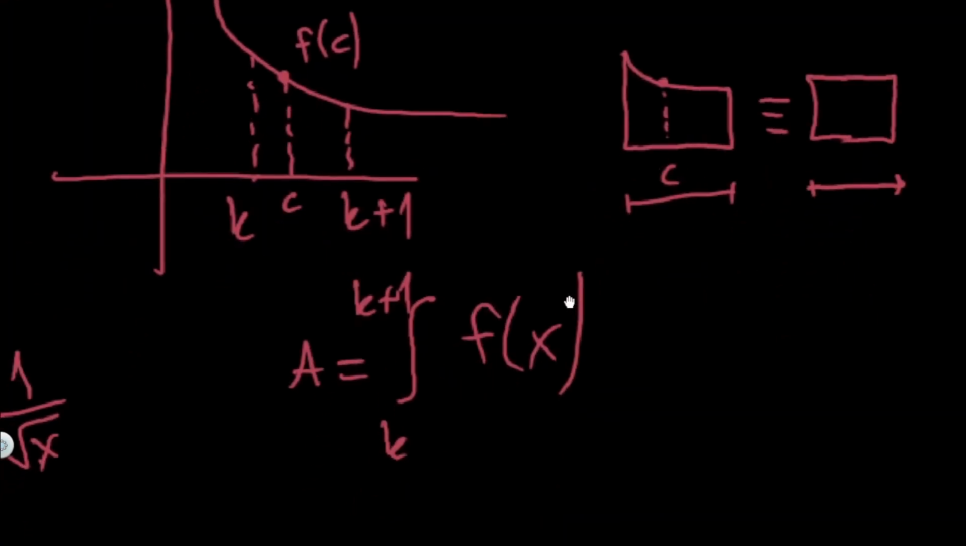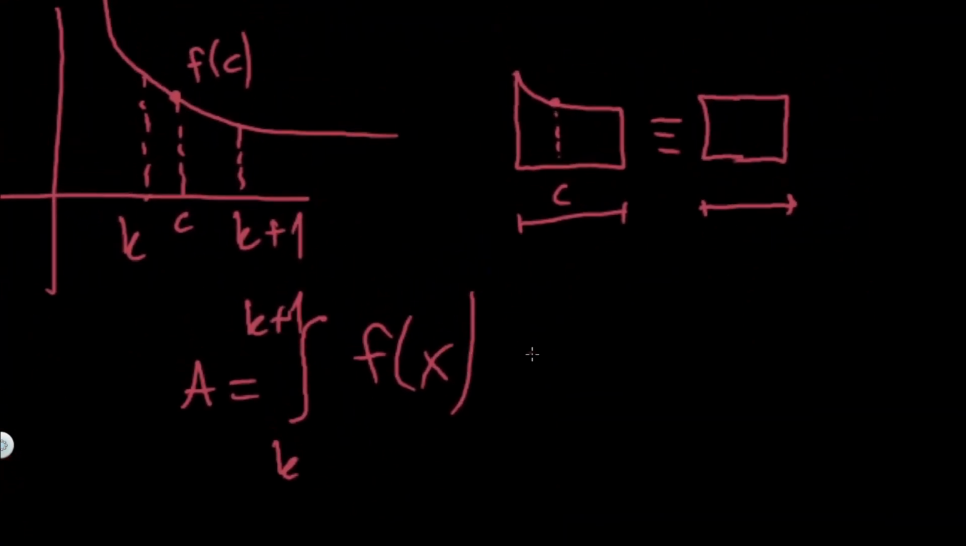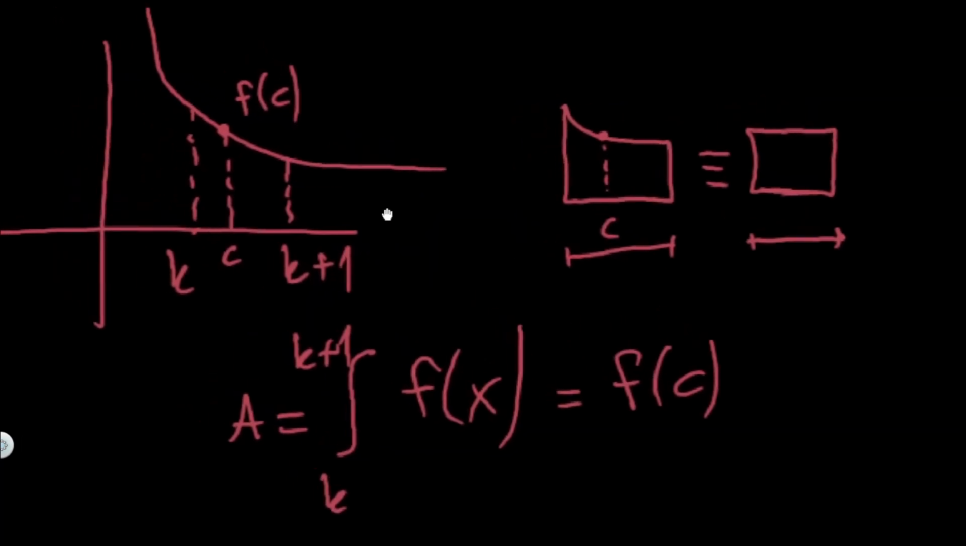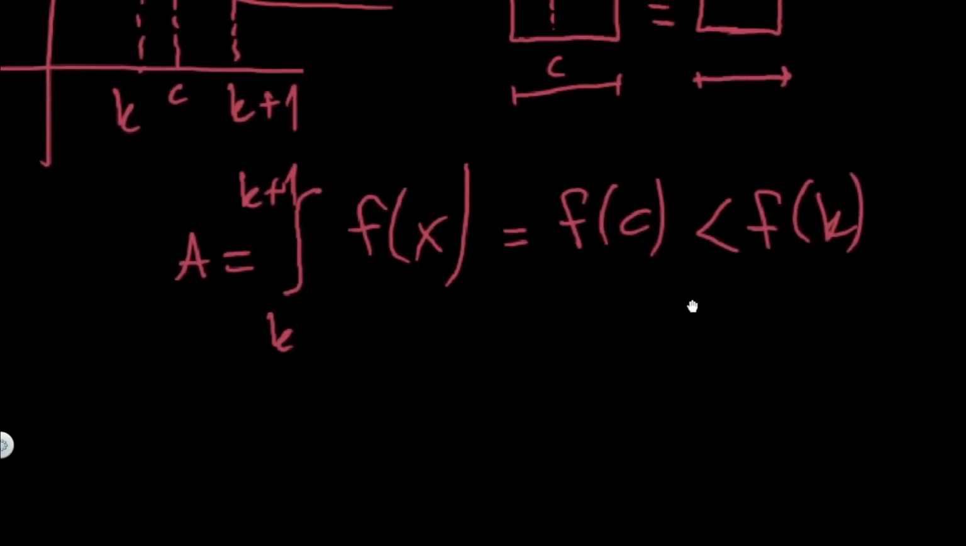Okay, cool. So what does it mean? It means that I can find the c such that this area is equal to fc times 1, since the width is 1, but we don't need to write it, okay? So it's just fc. And my goal was to compare this with fk, and I know that since this function is decreasing, the sequence is also decreasing. So fc is actually less than fk. Boom, we found the upper bound.